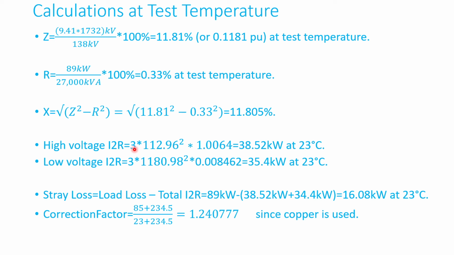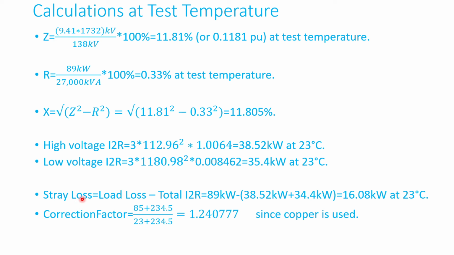I would note here that I multiplied by 3. That's because I used a line to neutral resistance. If I used line to line or phase to phase resistance, I would do 1.5 instead. So if you watched some of my videos that I made, I do 1.5 times I squared times a line to line or phase to phase resistance. The reason I'm multiplying by 3 instead of 1.5 is because I am multiplying by the phase to neutral resistance. So if I do the same thing to the low voltage, I plug in all the numbers, I get 35.4 kilowatts.